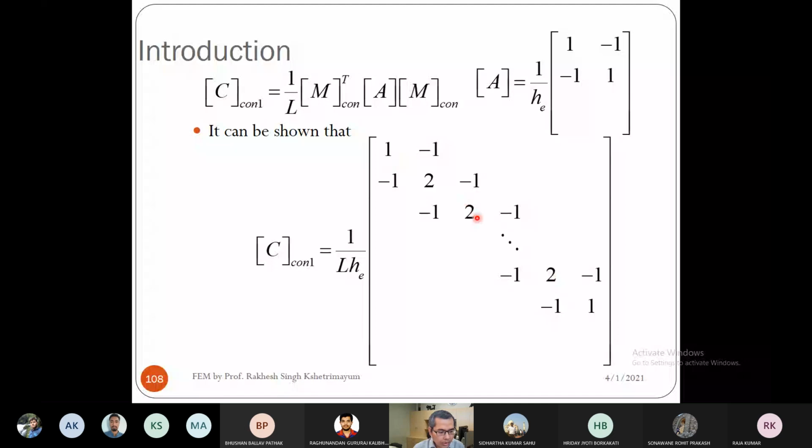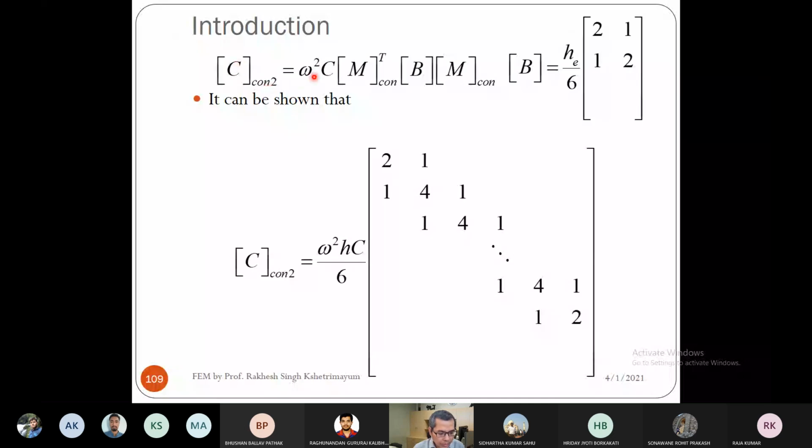Similarly, connection matrix 2 would be omega square C, M transpose B M connection matrix. The B matrix was L by 6 times 2, 1, 1, 2. We have found that, and you know the connection matrix. When you multiply and find out connection matrix 2, it will turn out to be omega square C from here, L from here, divided by 6 from here. Then you get a tri-diagonal matrix here. 2 is for the first and last element, all the off-diagonal elements are 1, and the remaining diagonal elements are 4. So we have connection matrix 1 and connection matrix 2.